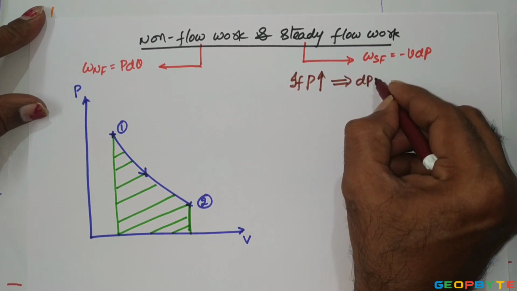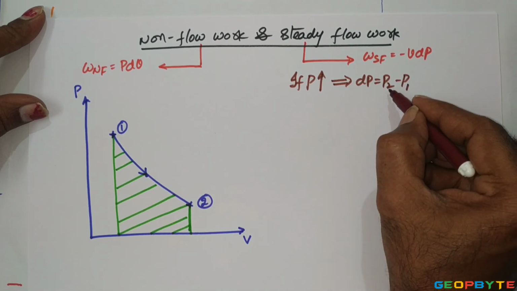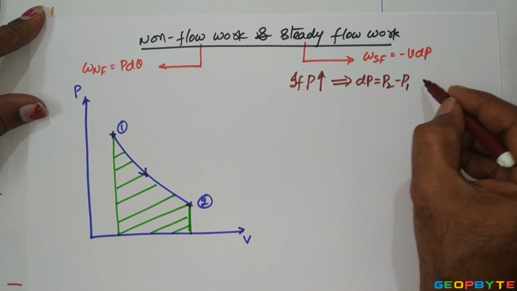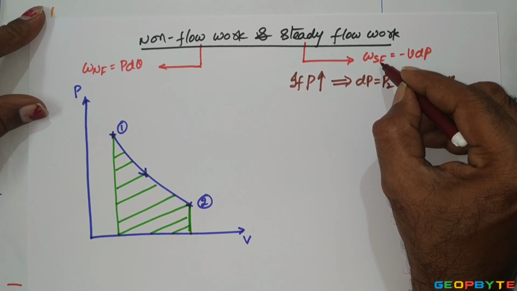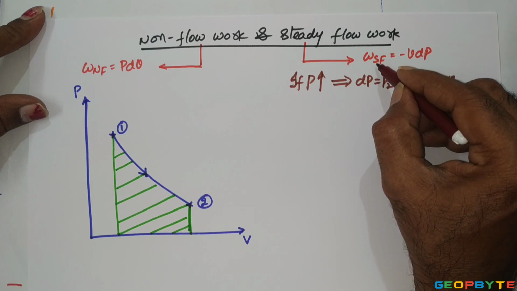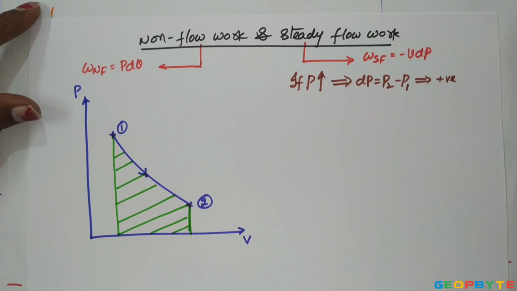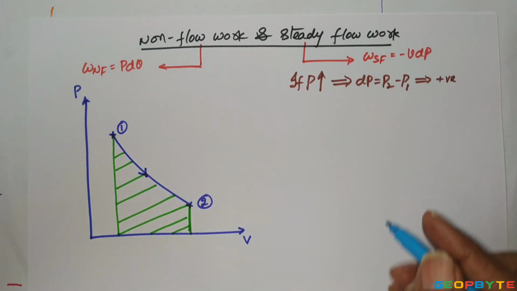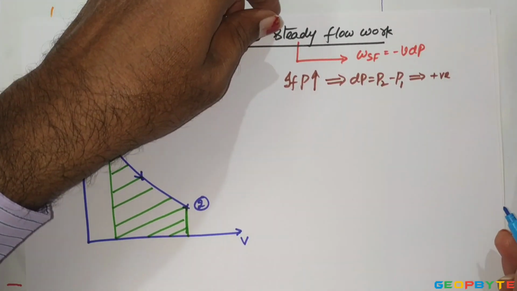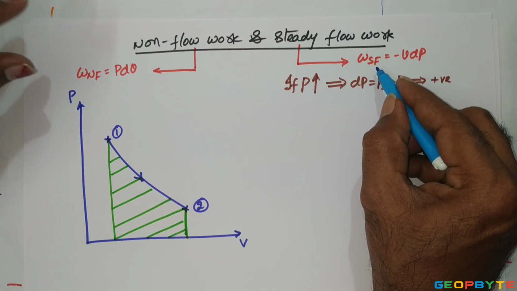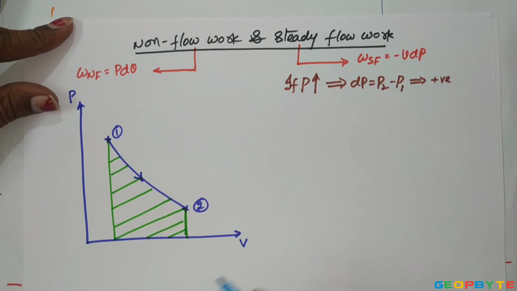dP is equal to P2 minus P1 during the pressure boosting process. Since P2 is more than P1, dP is positive. If dP is positive, steady flow work is negative. Steady flow work negative means that kind of system comes under power consuming systems. Example, pump, compressor. During the compression process, pressure increases. If pressure is increasing, dP is positive, then the compressor is demanding work. That is the meaning of the negative sign with the steady flow work.